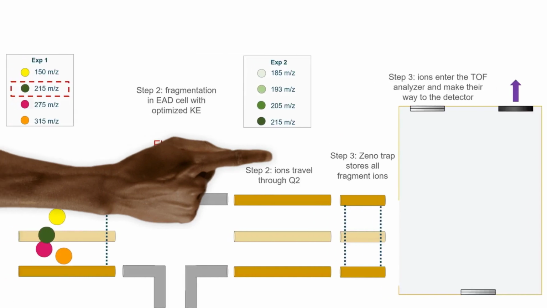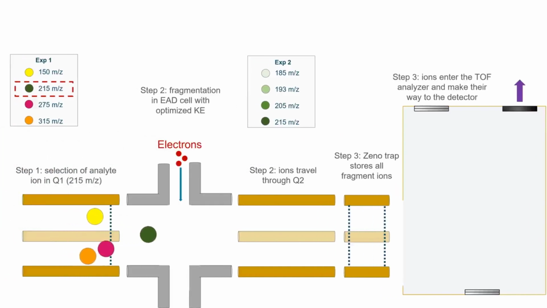When creating fragments using EAD, we're going to be using the EAD cell and an optimized kinetic energy to create fragments by bombarding our parent or compound of interest with electrons. Similar to a traditional CID experiment, those fragments are going to make their way through Q2 onto the TOF analyzer and all the way to the detector.